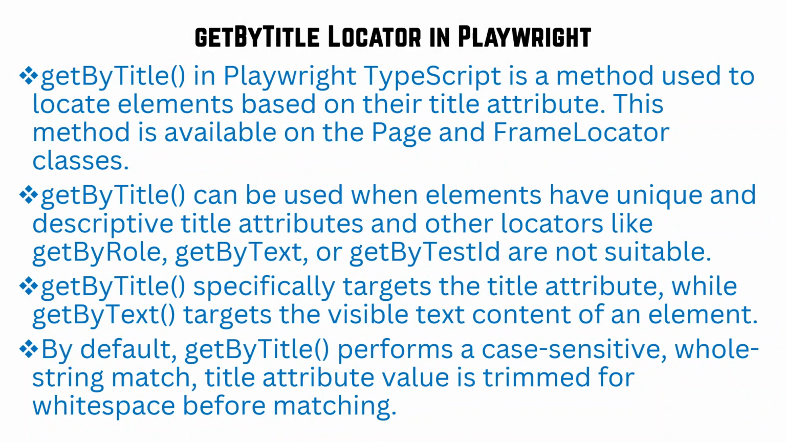By default, getByTitle performs a case-sensitive whole string match. The title attribute value is trimmed for white space before matching. So whenever there are particular options available from the page or frame locator, we can try to use getByTitle, but definitely title attributes should be available for those elements and we can uniquely identify them, then we can do the operations for those elements.